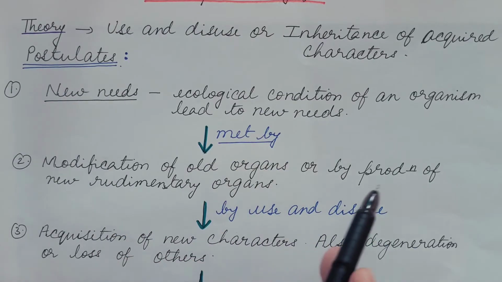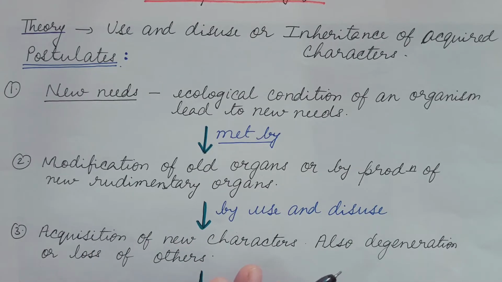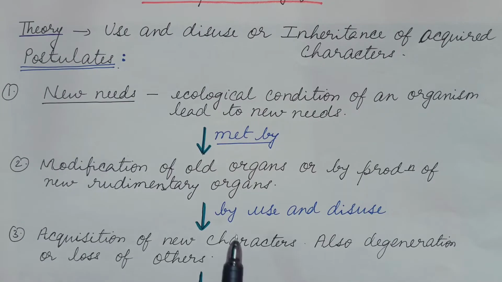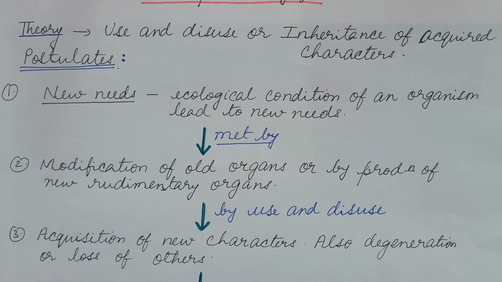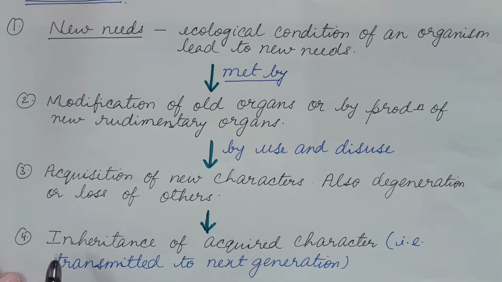These modified organs or rudimentary organs are continuously used, and this results in the increase in their size and also their functional capacity. Also, there are certain organs which are not used, which results in the degeneration or loss of these organs. So, by the use and disuse of organs, there is acquisition of new characters and also degeneration or loss of others. And these characters that are acquired are inherited, that is, transmitted to the next generation. This is known as inheritance of acquired characters.